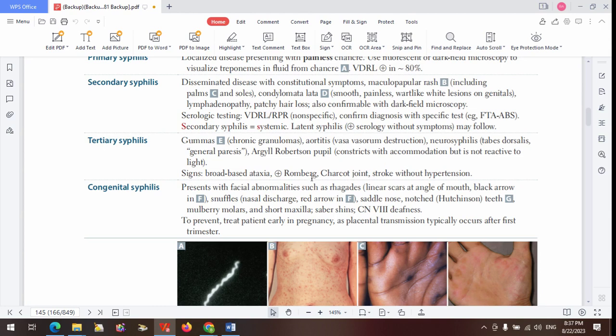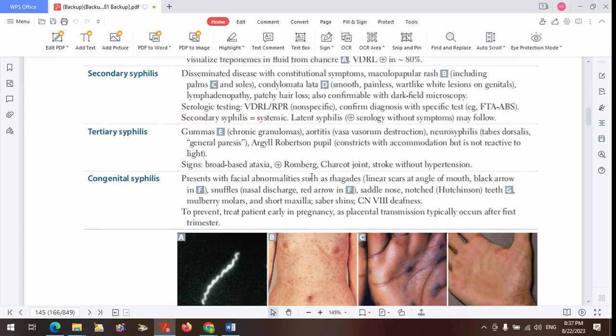Then the Argyll Robertson pupil. You shine light, the pupil doesn't constrict. You put a book close to the eye, the pupils constrict. Argyll Robertson pupil. So we know the signs: stroke without hypertension, Charcot joint, Romberg test positive, the broad-based ataxia.